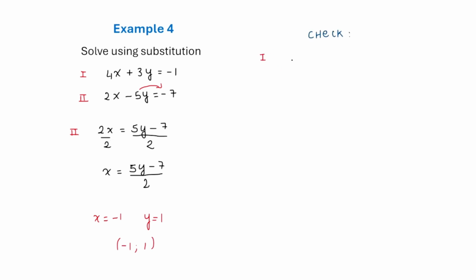Equation 1: 4 times negative 1 plus 3 times 1 is equal to negative 1. Negative 4 plus 3 is equal to negative 1. Negative 1 is equal to negative 1. So the first equation is satisfied.